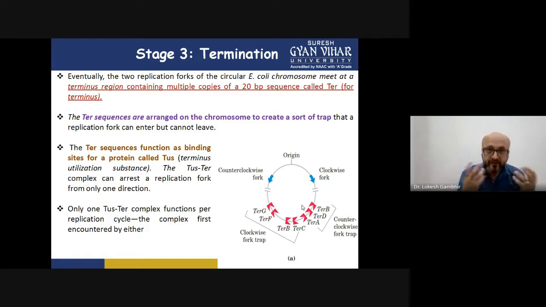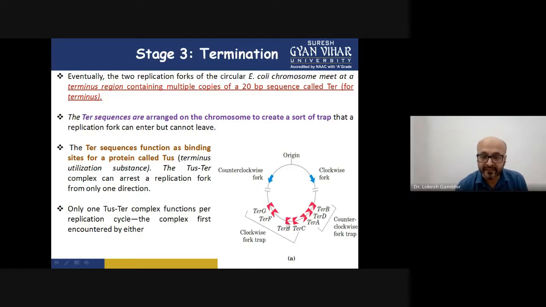But apart from this, there are also certain specialized proteins that are responsible for terminating the DNA replication process. In E. coli, there are multiple sequences which are called TER sequences. This pink color represents TER sequences. These TER sequences function as binding sites for TUS protein. What is TUS protein? Terminus utilization substance. The TUS protein will bind to this particular site, and it will halt the replication fork, and this halting of the replication fork will result in the dissociation of the complete repliosome.